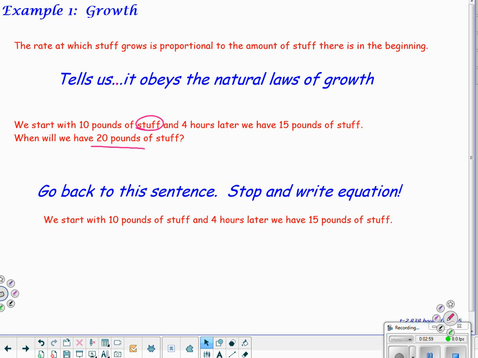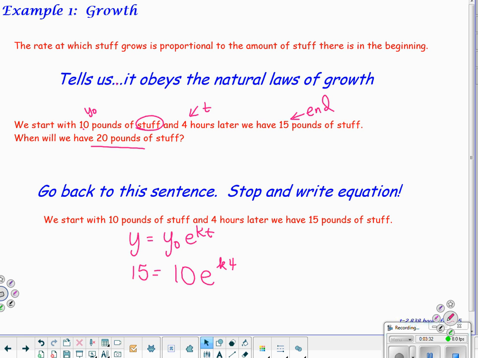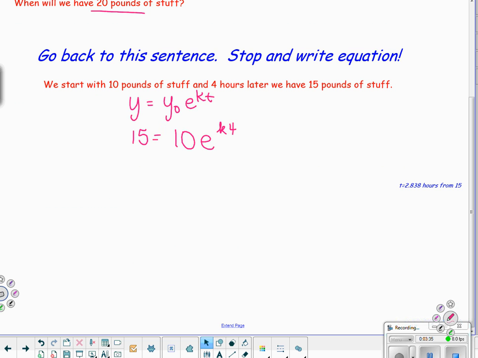So let's just quickly rewrite this sentence here. We start with 10 pounds of stuff and 4 hours later we have 15. So I'm thinking of the y naught, e to the kt model. And it said we start with 10 pounds of stuff, so 10 would be my y naught. 4 hours later, that's my time, e to the 4k. And then we have 15 pounds of stuff, my ending amount. I end with 15 pounds. And I can write that equation. I think you guys probably can solve that.